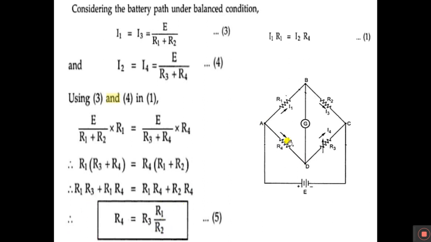Right? So we are going to measure the value of R4, that is an unknown resistance. In some textbooks, they mention it as Rx. X means unknown value, so they take it as Rx. For my convenience, I am taking it as R4, to understand easily. So this is the final expression: R4 equal to R3 into R1 divided by R2.